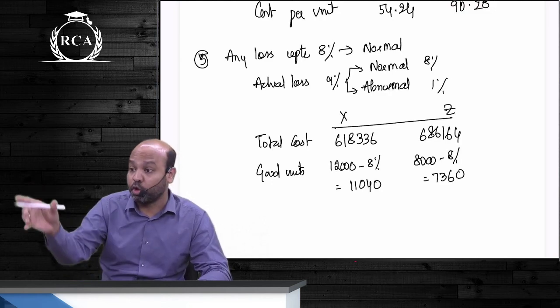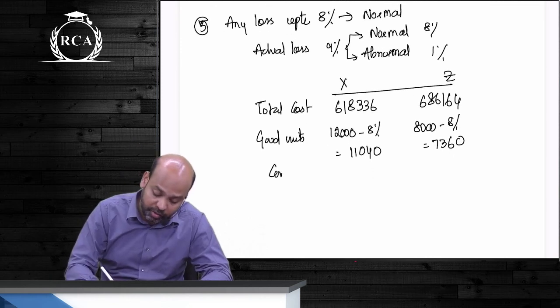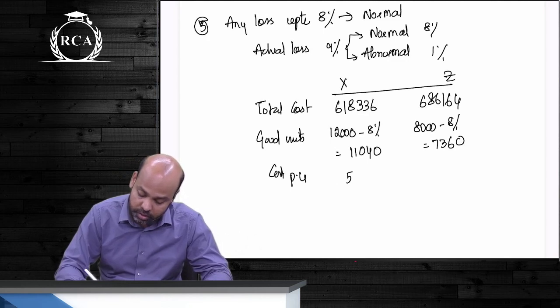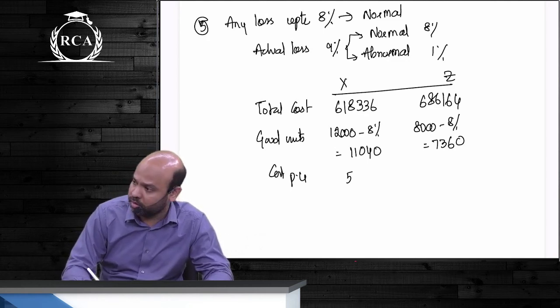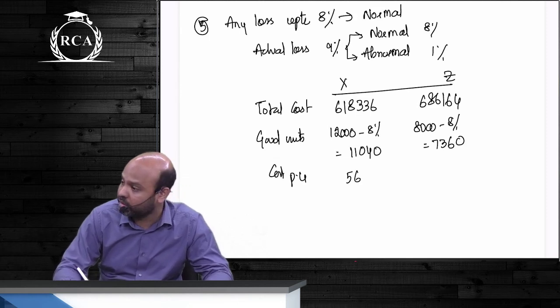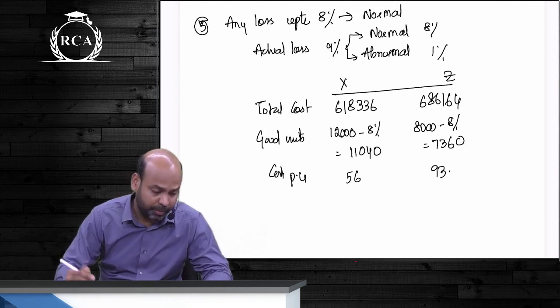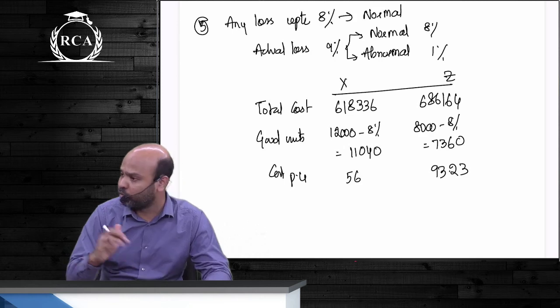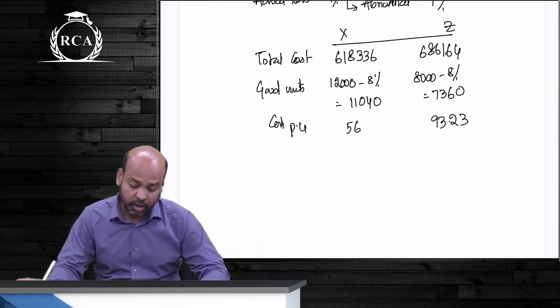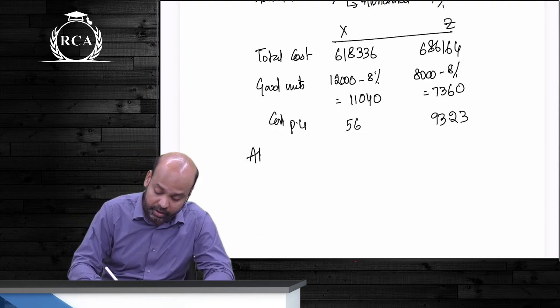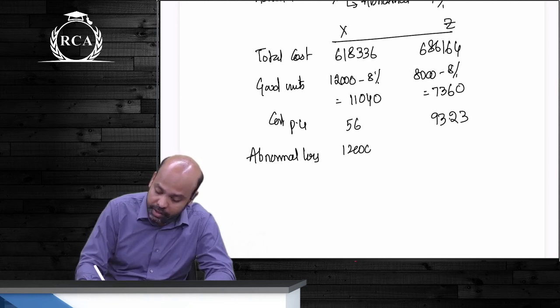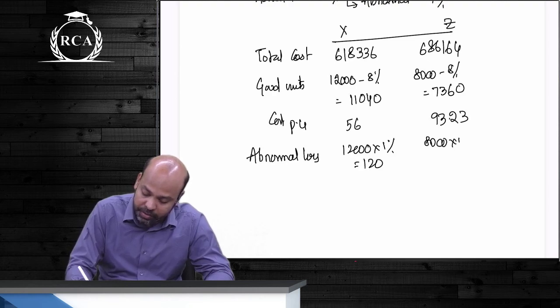They're asking us to compute the cost of abnormal loss, guys. So can you tell me what will be the revised cost per unit based on 8% normal loss? Exact 56. 56 next. अभी 2 decimal point को round off करो बेटा, क्योंकि वो लोग कर रहे हैं. They are rounding off to 2 decimal points, so stick to that approach only. 56 and 93.23. Abnormal loss, beta, will be 1% units. That is 120, and 8,000 into 1%, beta, that is 80.